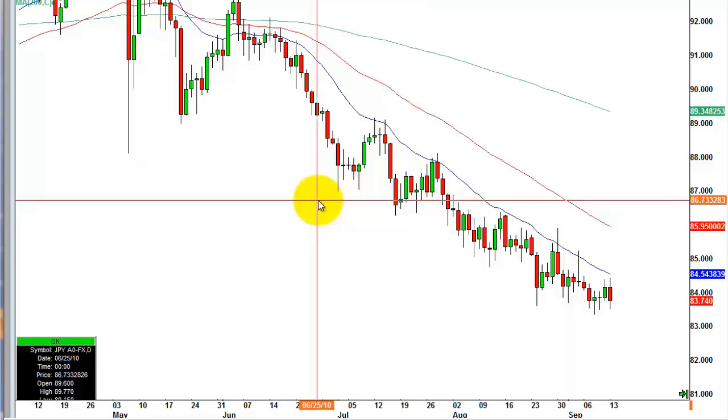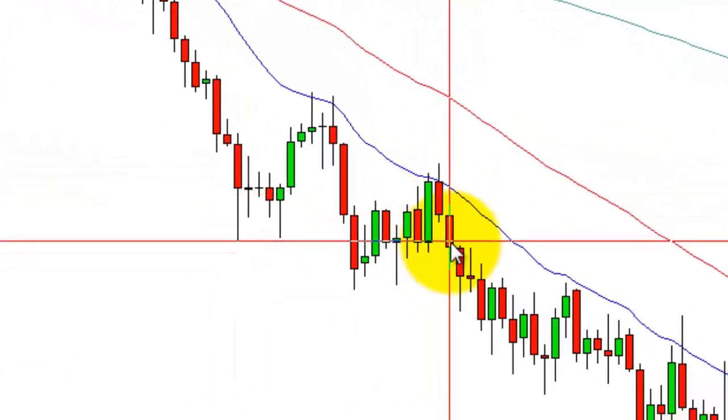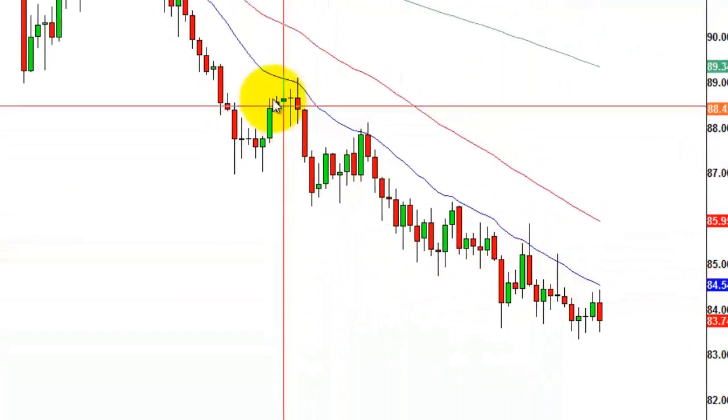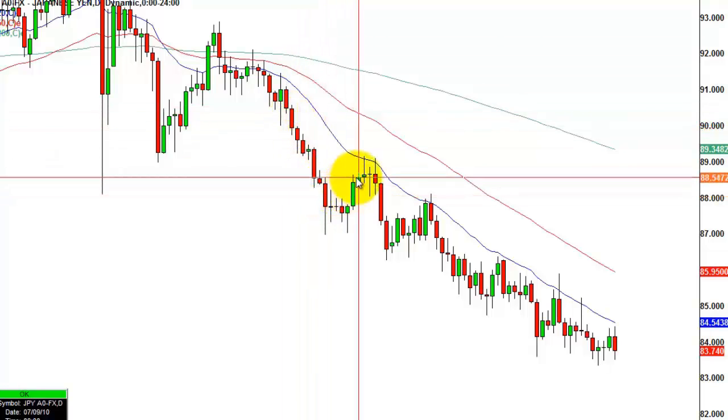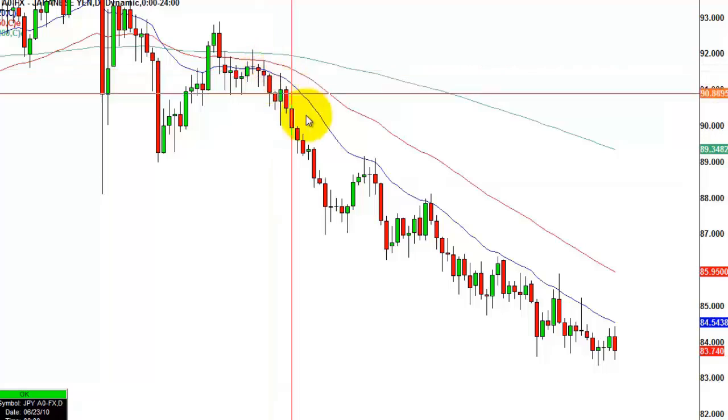And certainly with an opportunity like this one here, we're taking this one short. We would have looked for taking this one short as well, because we can see that it's come up and respected the 20 moving average once before, i.e. here.